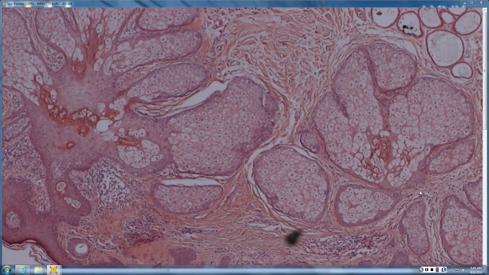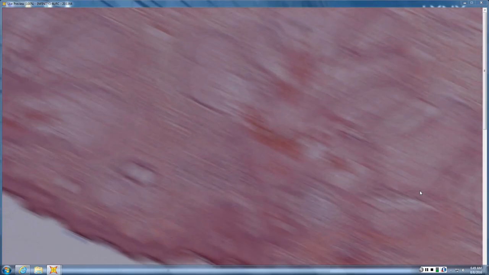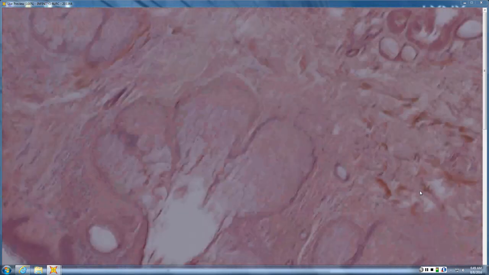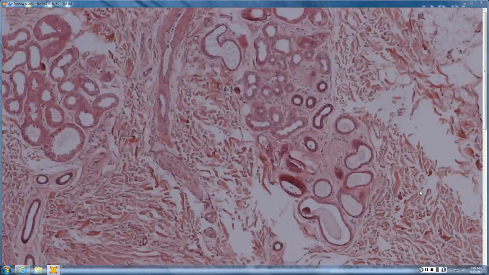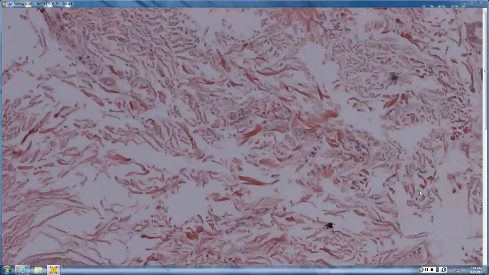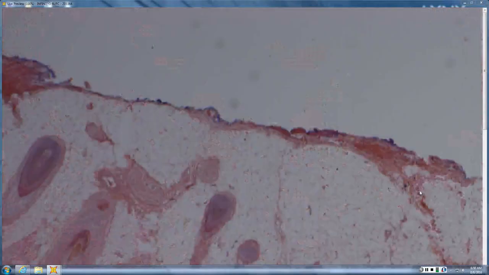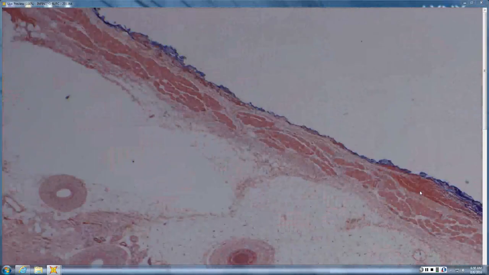Okay? So any questions about nevus sebaceous? You don't always have all of those things, especially the papillomatosis, if you're pre-pubertal. Okay? So any questions about nevus sebaceous? All right.